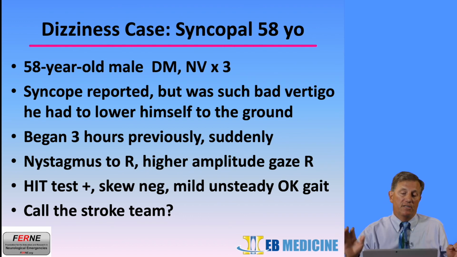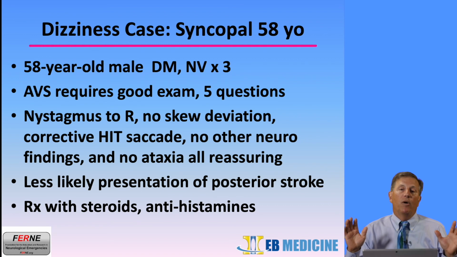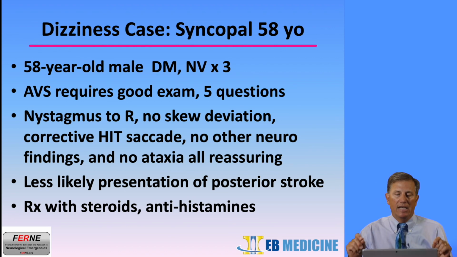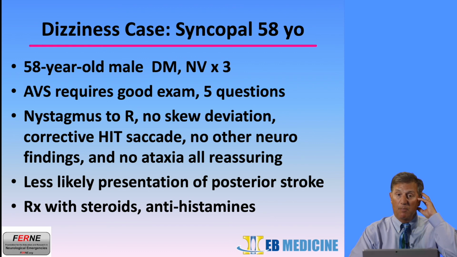So here's the answer. Remember, with acute vestibular syndrome, you have to have a good exam and you must answer all 5 questions to say it suggests no central etiology. So, you had some nystagmus with gaze to the right, that's okay. No skew deviation, that's okay. A corrective HIT saccade on one side, that's good. It's positive, but it suggests a peripheral etiology. No other neuro findings. His gait was normal and no ataxia. All of this is reassuring. It's less likely a presentation of posterior stroke. You can treat this patient with steroids and antihistamines.